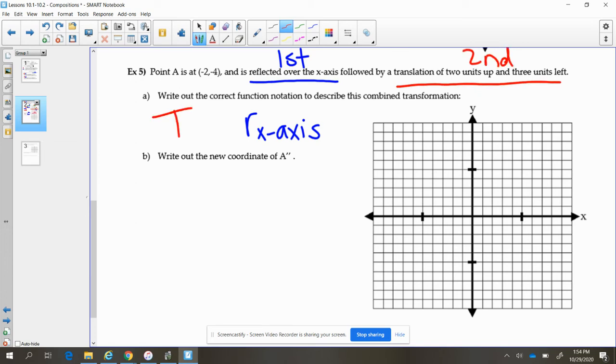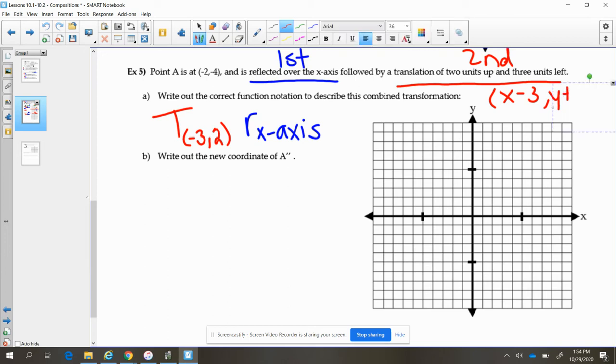So translation 2 up and 3 left would have to go second. It's a common mistake to want to make. The 3 units left is -3 and then the 2 units up. So make sure you're very careful on that because we have x -3, y +2 on this one, that we don't accidentally switch those because left always comes before up.